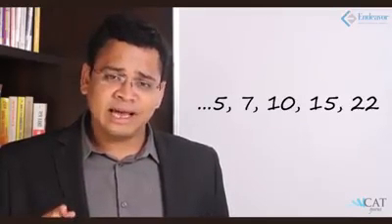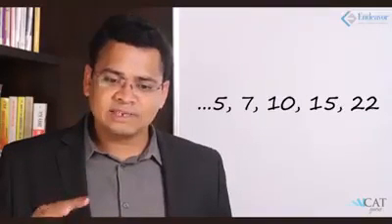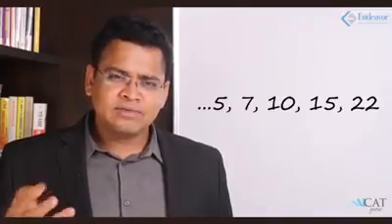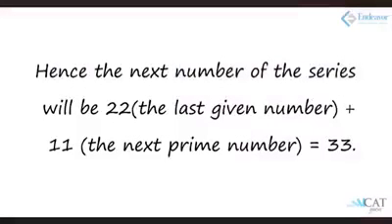Oh, now we can see a careful movement of prime numbers. First difference is 2, then it is 3, then 5, then 7. The next one has to be 11. 11 gets added to the last number, so the next number in this series would be 33. The first example that we saw was a clear example of a prime number series. The second one had a difference of a prime number. Either way, that prime number logic should strike us.